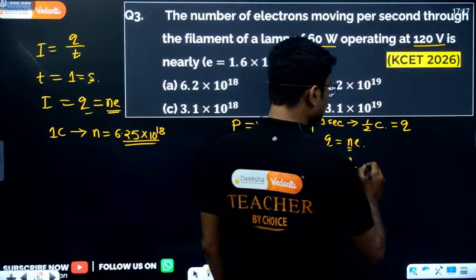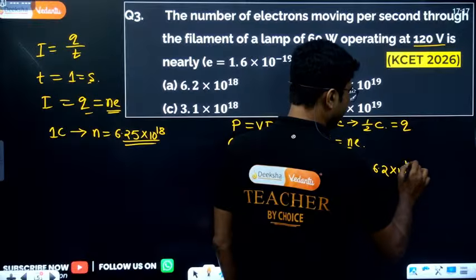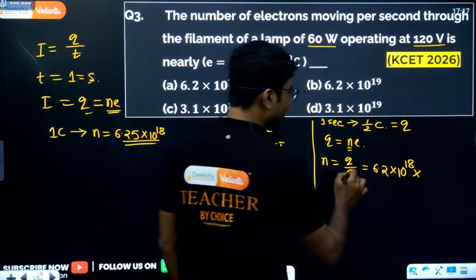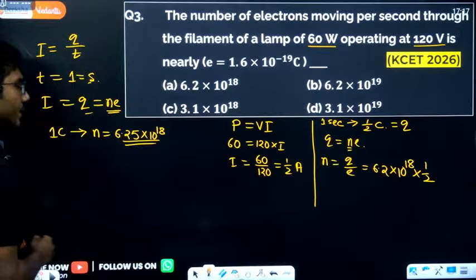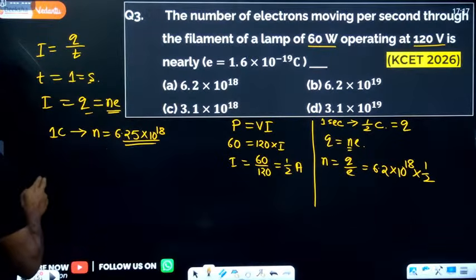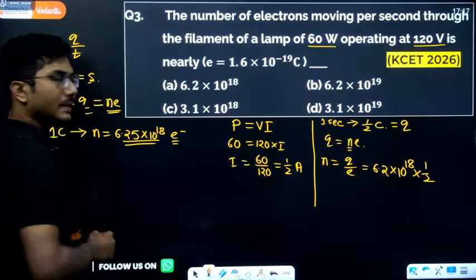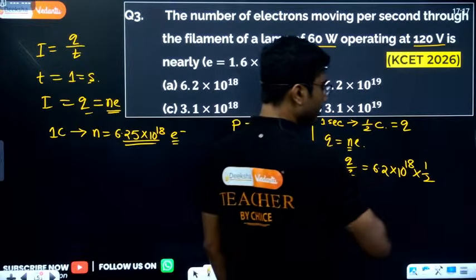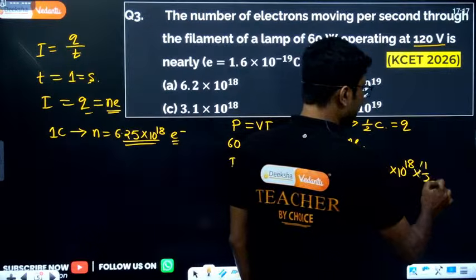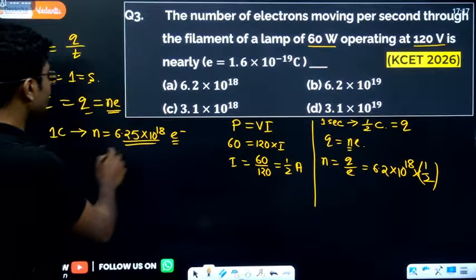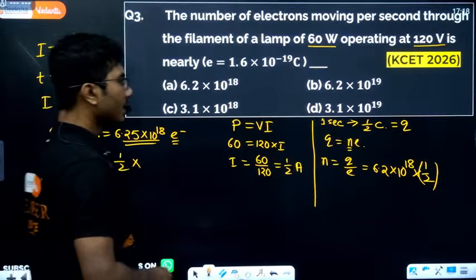So if you remember that shortcut, that you have to multiply 6.2 into 10 to the power of 18, that is approximate value, and the charge is given by half. That's it. So here basically 1 coulomb charge is this many electrons. If you remember this, that will be a lifesaver. You don't need to put the value of charge, you don't need to put anything, because it is 1 coulomb for this much, so half coulomb, it will be half into this value, right? So that's what we are doing.